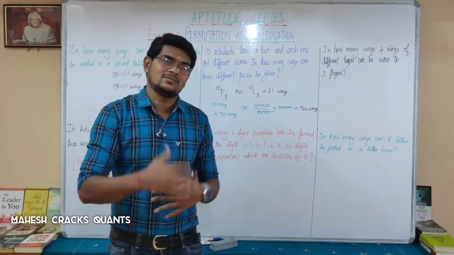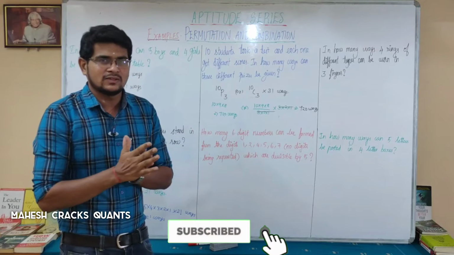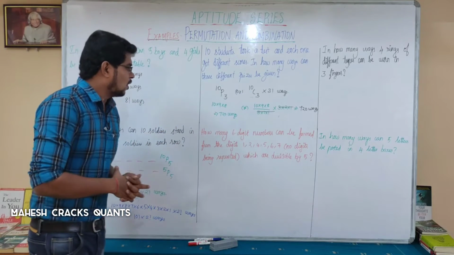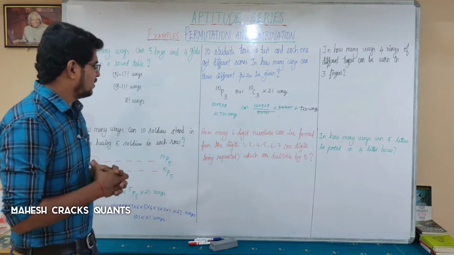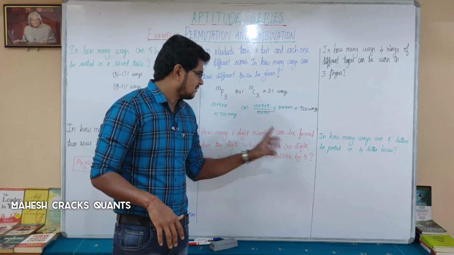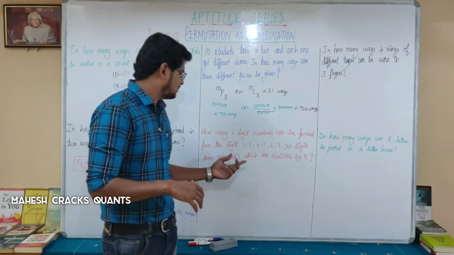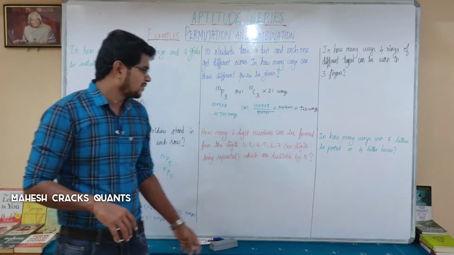Those 3 students selected from 10 students. Okay, that's it. That is 720 ways. Next question. How many 6-digit numbers can be formed from the digits 1, 2, 4, 5, 6, 7, with no digits repeated, which are divisible by 5?